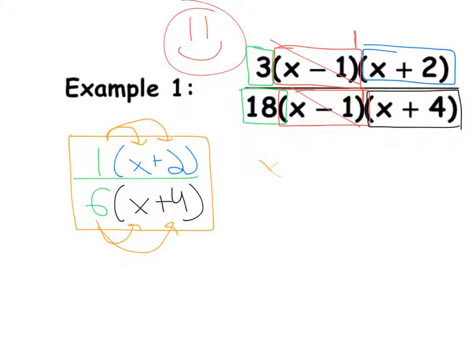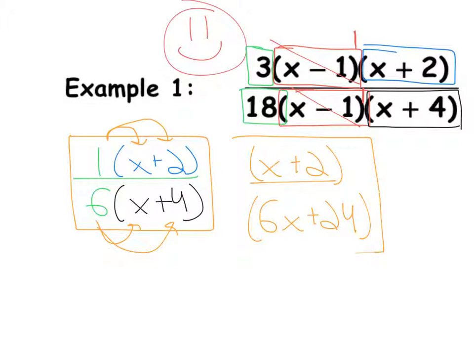1 times x plus 2 is just going to be x plus 2. 6 times x plus 4 is going to be 6x plus 24. Okay? And now, again, you can think of each of these as being in their own parentheses. So here's another acceptable answer.